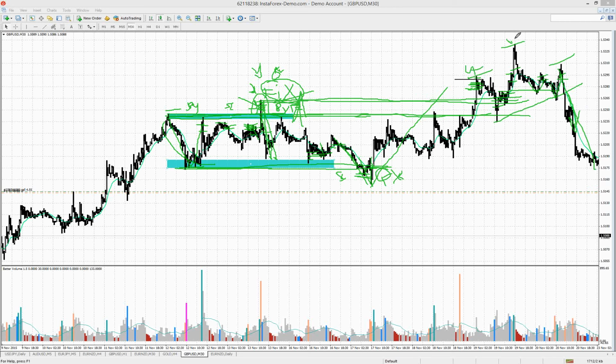So we got one cleanup here, second cleanup here, a few cleanups here, here, and here, and you know, this is all in this trading range. They take all your money.